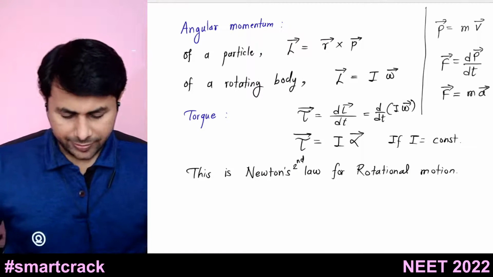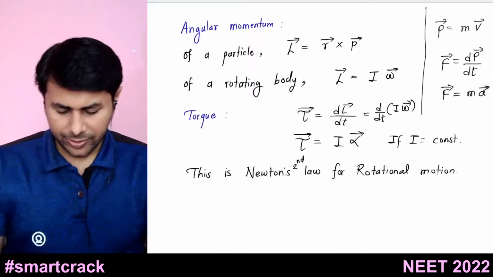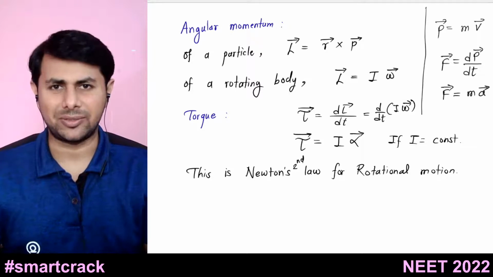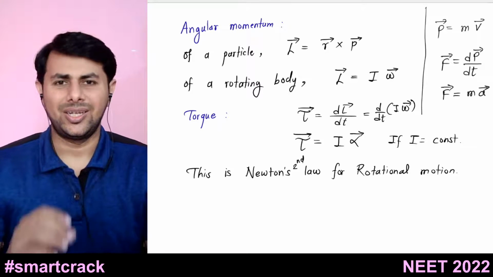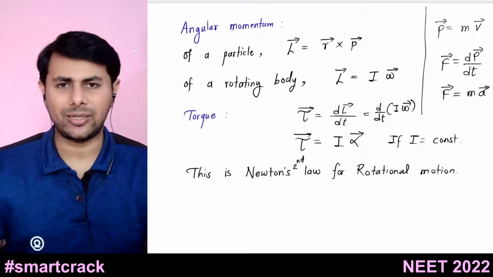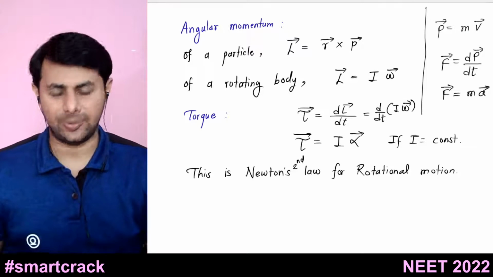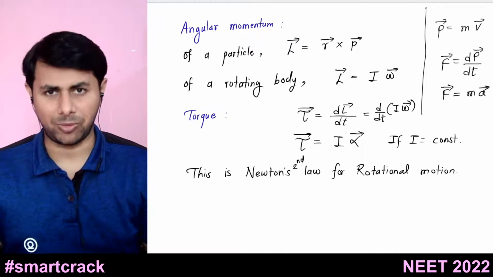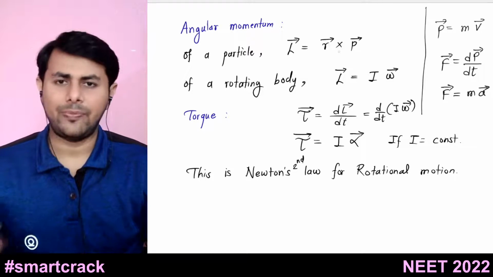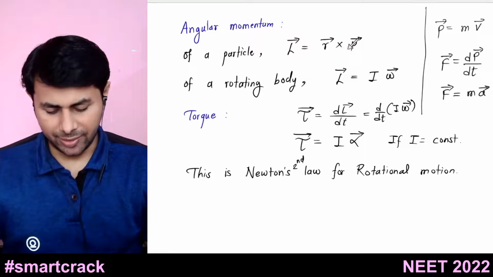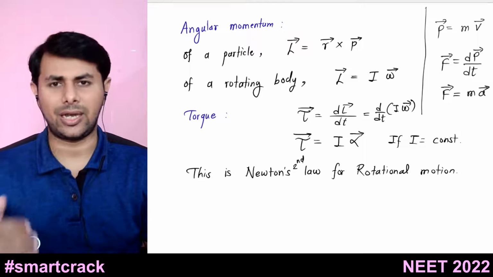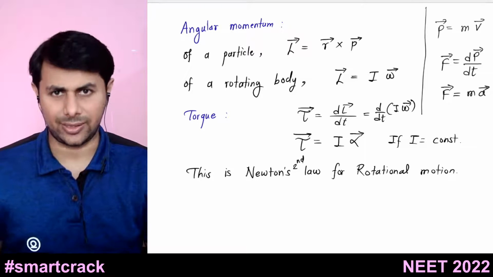So after that, we will discuss the next important quantity, which is angular momentum. Just like the state of linear motion is defined by the linear momentum, the state of rotational motion is defined by a quantity called angular momentum. So what is angular momentum? If a particle is moving with momentum, let's say p bar, its angular momentum is defined as r bar cross p bar, where r bar is the position vector of the particle.